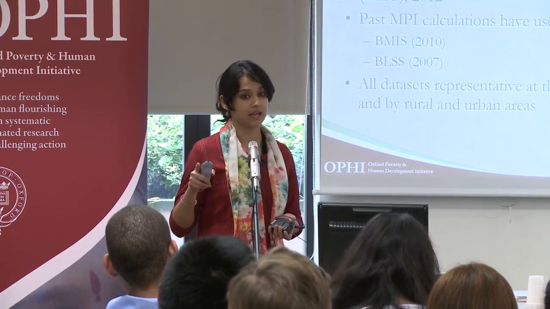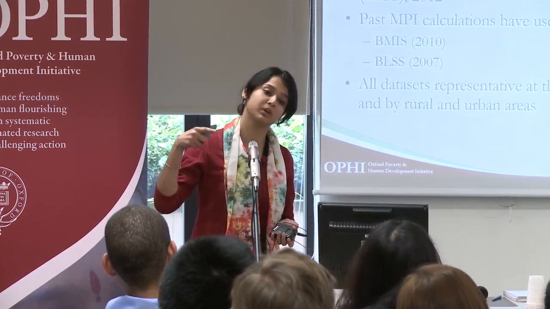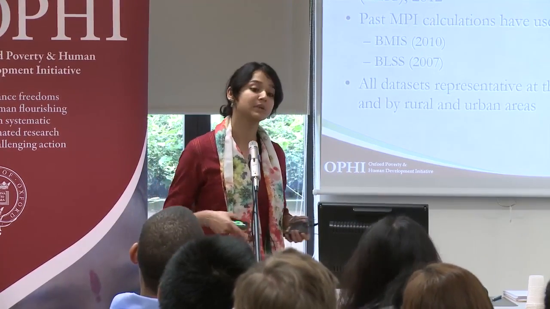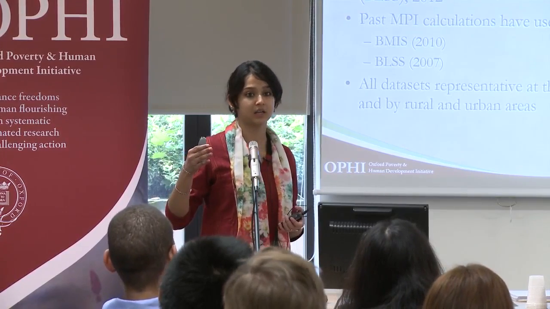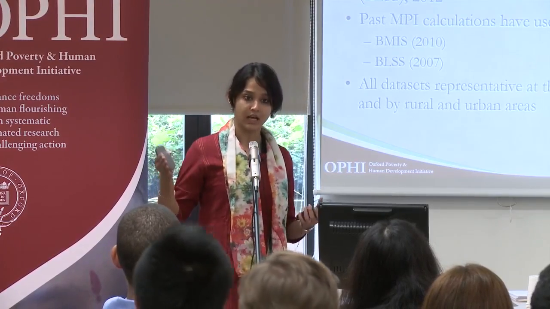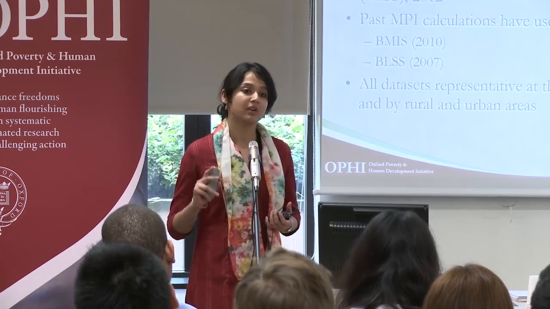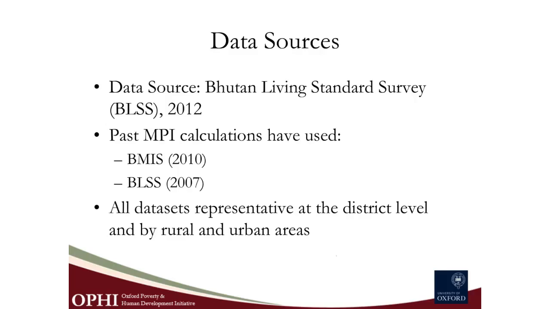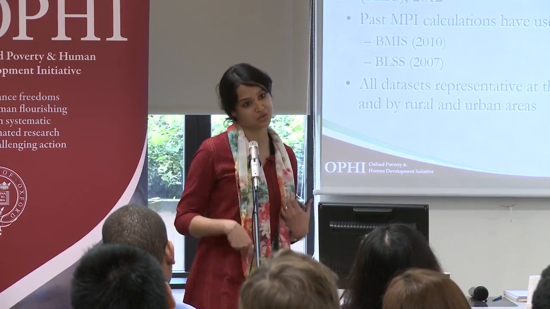So the Bhutan Living Standards Survey, there's information in 2007, and then there's information for 2012. And the samples are very similar in terms of their structure. They are both representative at the dzongkhag level, at the district level, by urban and rural areas. And the sample size was also similar. However, there were some differences in the information available in terms of the indicators that were present. So there was some information that was not available in 2007 that was available in 2012.